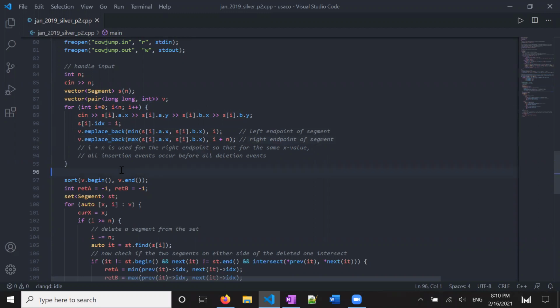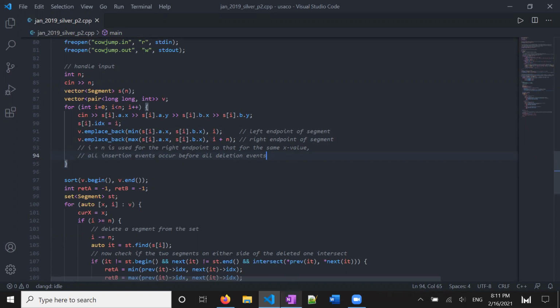The important thing here is that when I sort the endpoints, I explicitly do this trick of adding n to the index of all the right endpoints. First, because this lets me distinguish between left and right endpoints: if the index is less than n, I know it's a left endpoint. If it's greater than or equal to n, I know it's a right endpoint. But second, because for the same x value, these values will be smaller than these values, so it'll be sorted such that all the insertions happen before all the deletions.